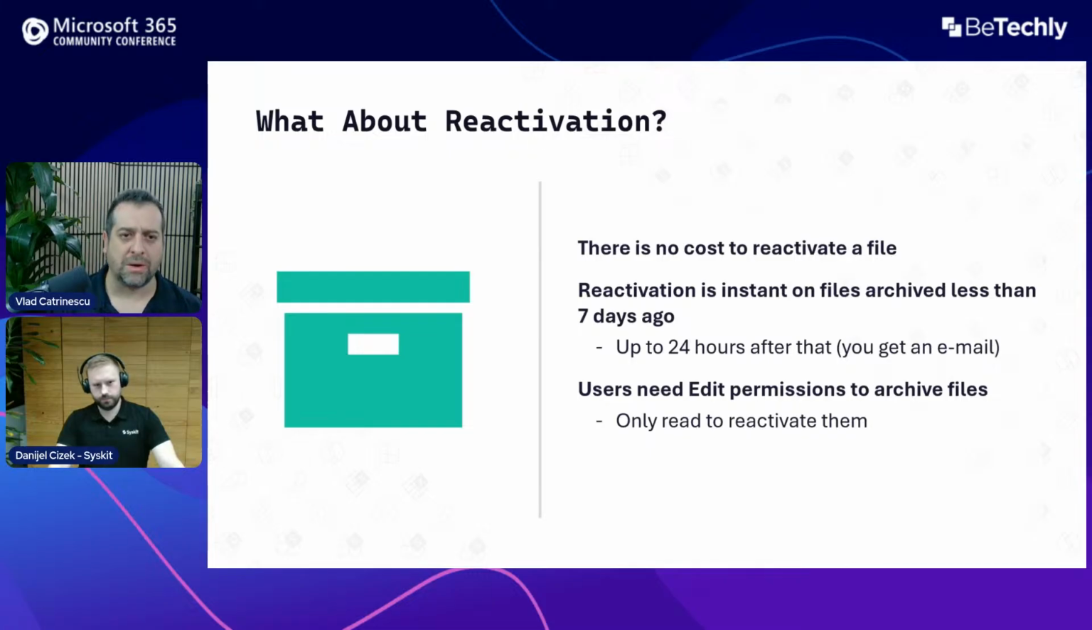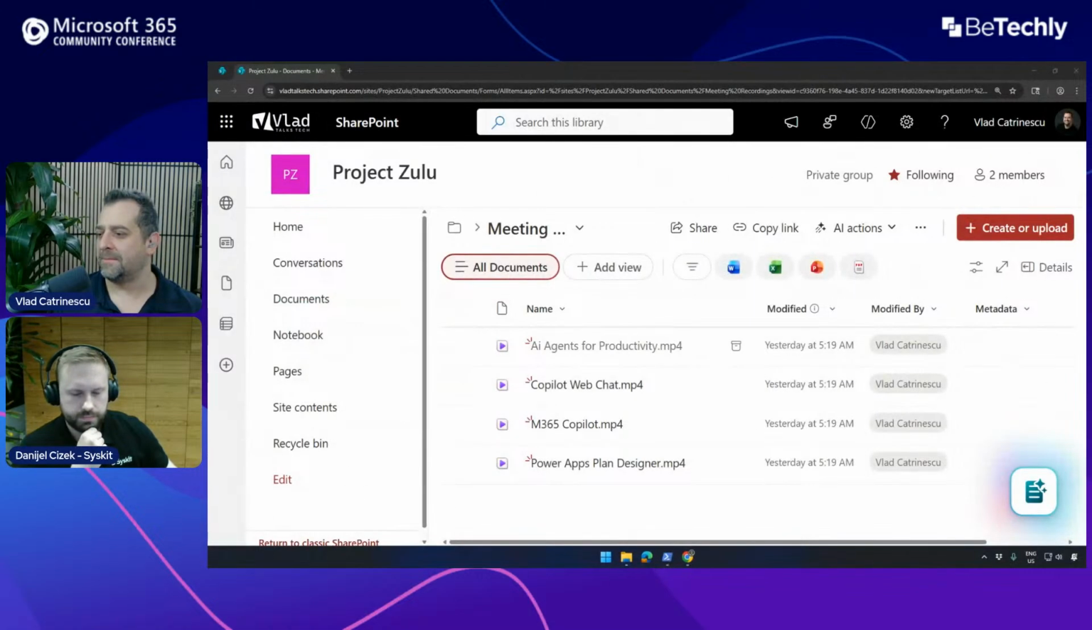From a permission point of view, you need edit permissions to archive a file, but read permission to reactivate them. So that is very cool because the members can go and archive them. But if a reader needs it, they don't need to bug a member. They don't need to open a ticket to IT. They can just go to it and bam, it's ready for them to view.